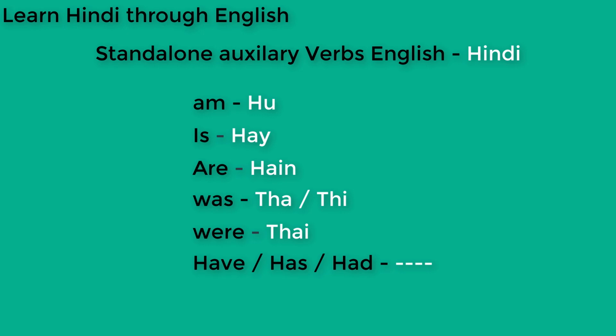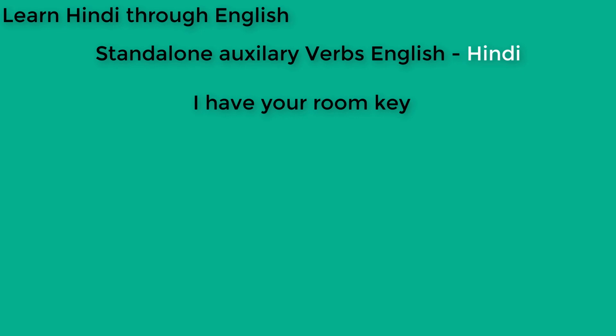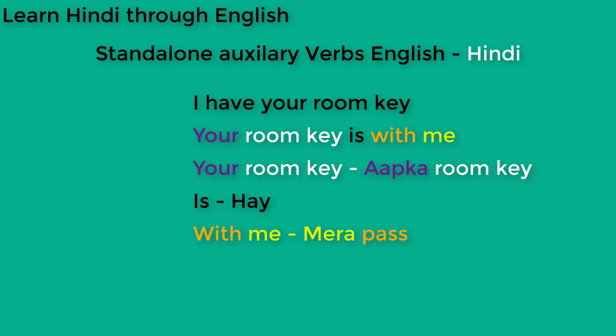Let me explain how it is done. I have your room key. The same can be said with the auxiliary verb is. Your room key is with me. Your room key is with me means I have your room key. You have to say your room key is with me instead of I have your room key, because in Hindi we do not have this have.